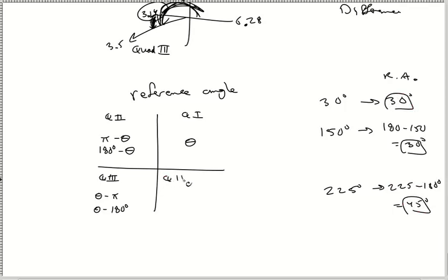Last one, quadrant 4. What's the formula? It's 2 pi minus theta, or again 360 this time, minus theta. Last one, let's do 300. What's the reference angle? Well, 360 minus 300 would make 60 degrees. Again, that's acute. Okay, that's actually all I have for this section.